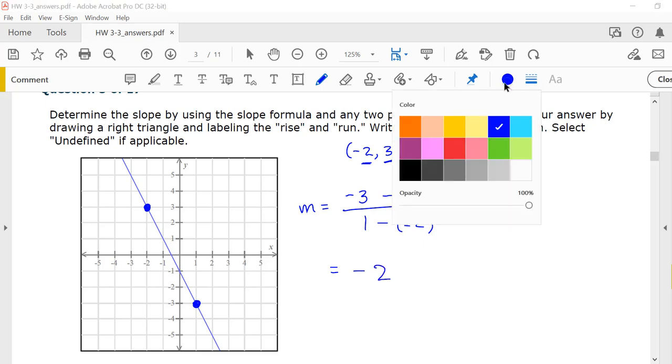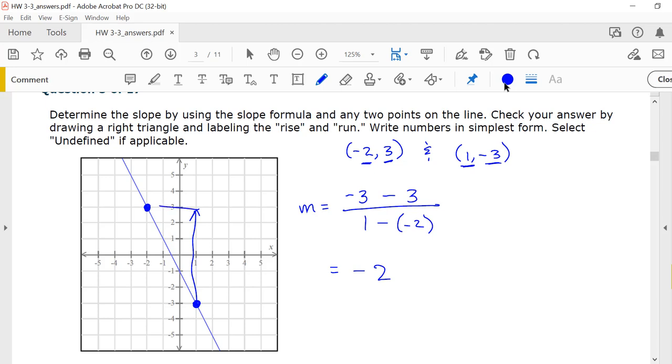Now, if I use my rise over run, you can either go up and left, or watch this. I'm going to go down. How many do I go down? 1, 2, 3, 4, 5, 6. So down 6 and right 3. Down 6, right 3 gives me a slope of negative 2.